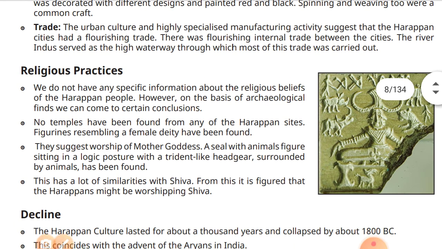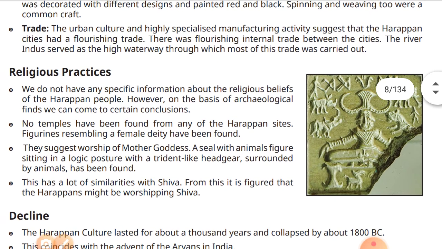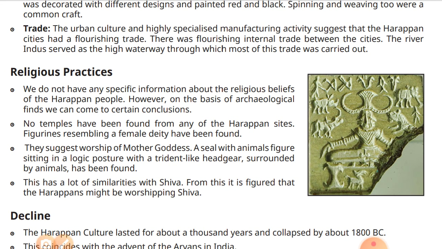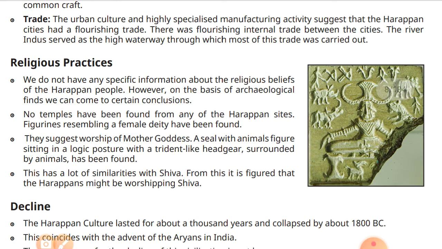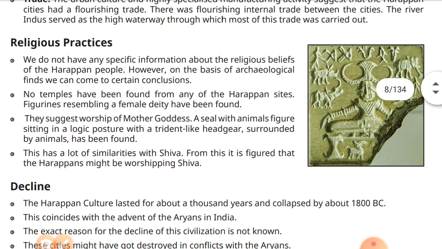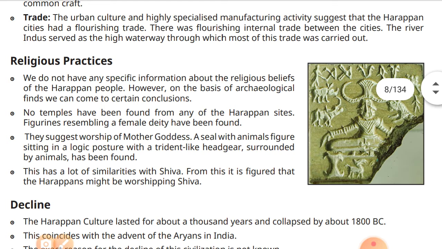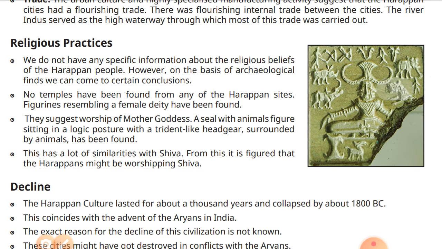What about trade? The urban culture and highly specialized manufacturing activities suggest that trade flourished. There was flourishing internal trade between the sites. The river Indus served as a high waterway through which most of the trade was carried out.